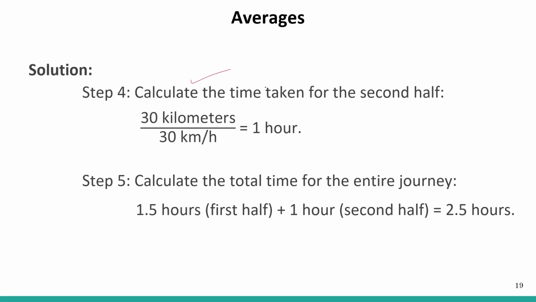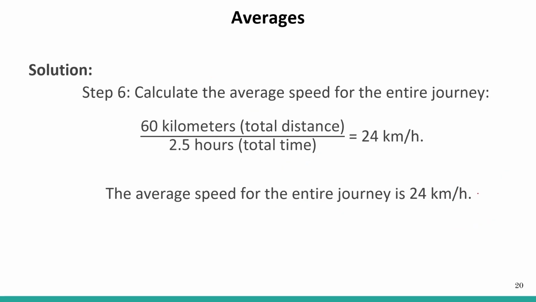So let's calculate the time taken for the second half, which is equal to 30 km by 30 km per hour, which is equal to what? 1 hour. So calculate the total time for the entire journey: 1.5 plus 1 is equal to 2.5 hours. So calculate the average speed for the entire journey. So 60 km by 2.5 hours is equal to 24 km per hour.